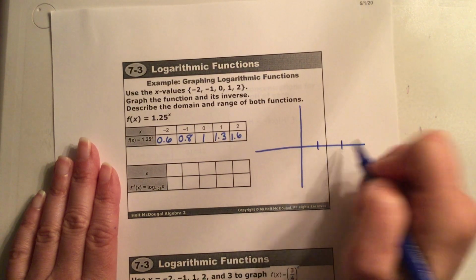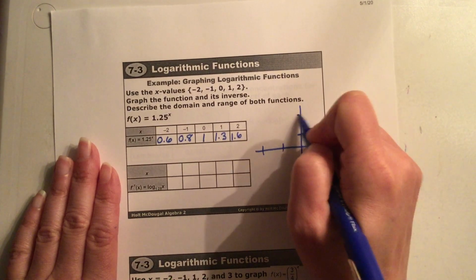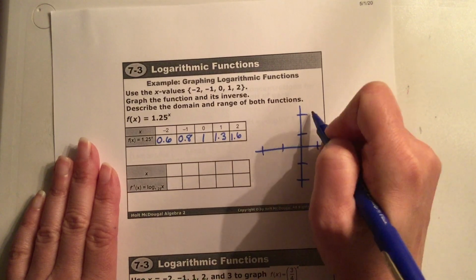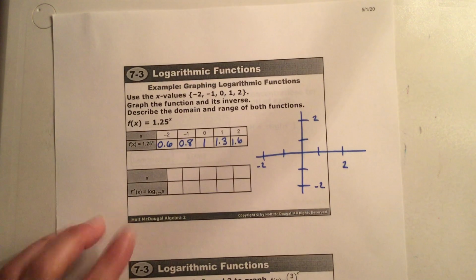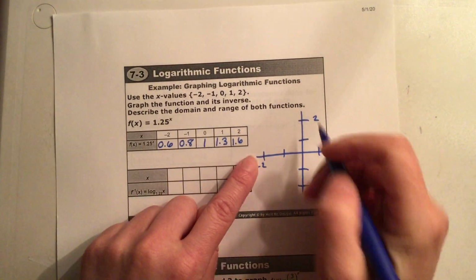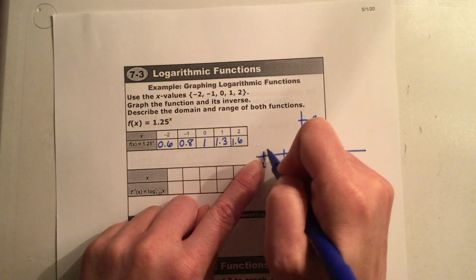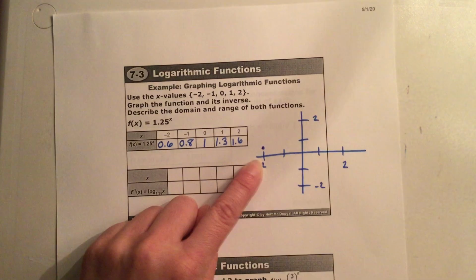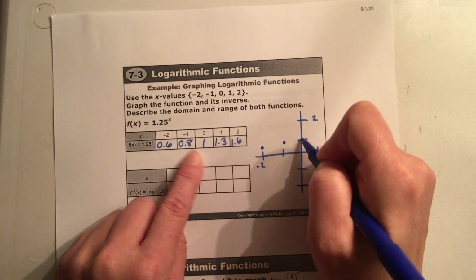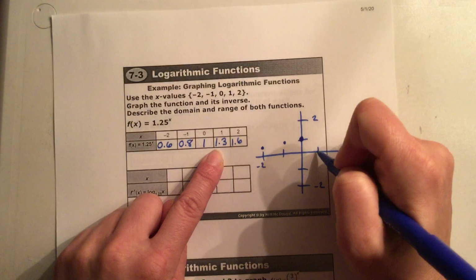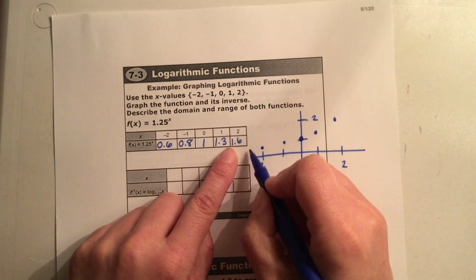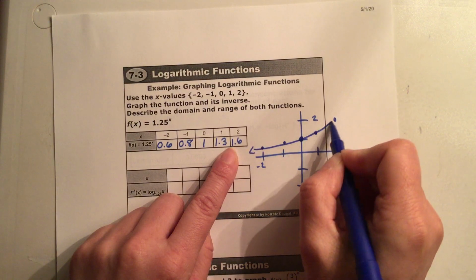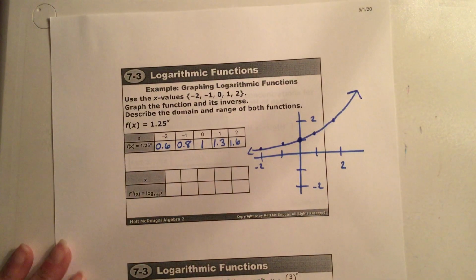I'm just going to go 2, 2, 2, 2. So this is 2, this is 2, this is negative 2, this is negative 2. So when I go to graph this, I go to the left 2 and I go up 0.6. Okay, so I'm going to go a little bit more than a half. Left 1 up 0.8, 0, oh, I hit that 1. 1, I go up 1.3. At 2, I go up 1.6. So you can see, yes, it is curving. It's going upwards a little bit as you go to the right.